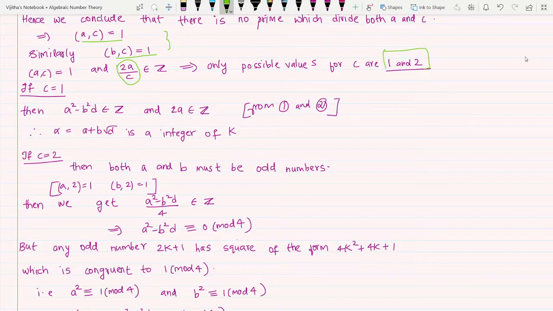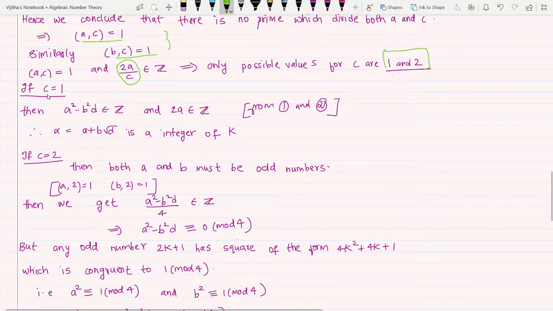If C equals 1, we will get 2A is an element of Z. If C equals 2, we will get A is an element of Z. Already we have assumed A, B, C are elements of Z. So the only possibility is C equals 1 or C equals 2. Now first consider the case C equals 1.